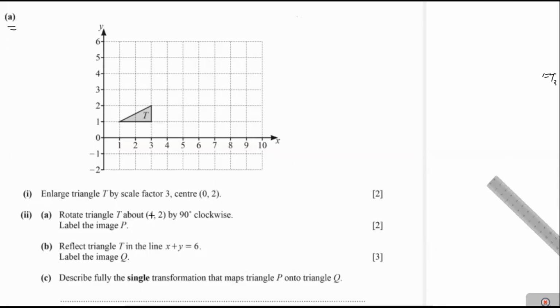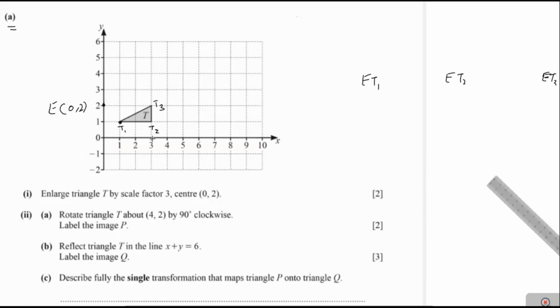Question number 4, part A. Enlarge triangle T by scale factor 3 having center 0, 2. Firstly, you mark the center. This is 0, 2, the enlargement center. We name it as E. And we suppose the points of the triangle are T1, T2, and T3. The distance from E to T1 will be ET1, and the distance from E to T2 is ET2, and same here is ET3.